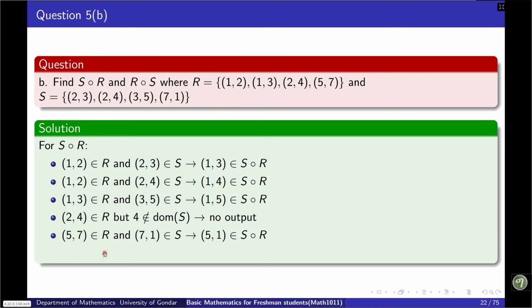Lastly, (5, 7) is an element of the relation R here, and we have also here (7, 1) is an element of S, so that (5, 1) must be an element of S composite of R. Therefore, the elements of S composite of R could be (1, 3), (1, 4), (1, 5), and (5, 1).